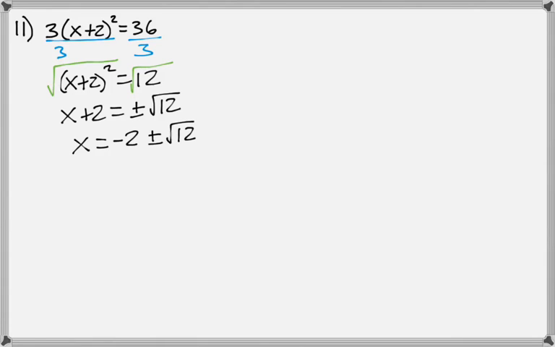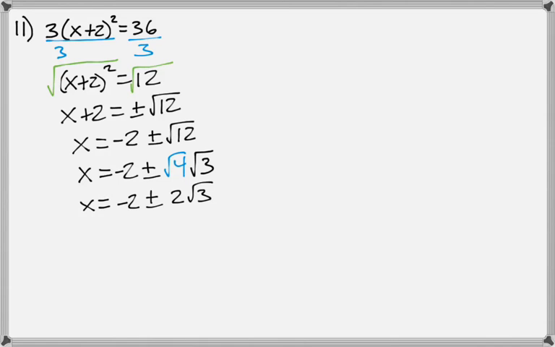And then I want to simplify that radical. So the square root of 12 can break up into the square root of 4 times the square root of 3. And then the square root of 4 will just become a 2. And this will be our final answer.